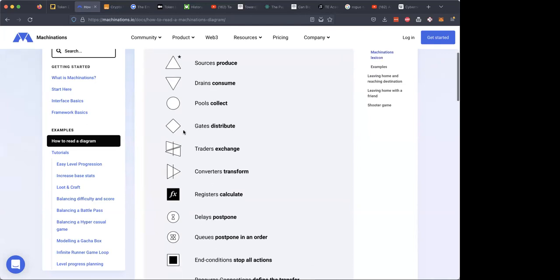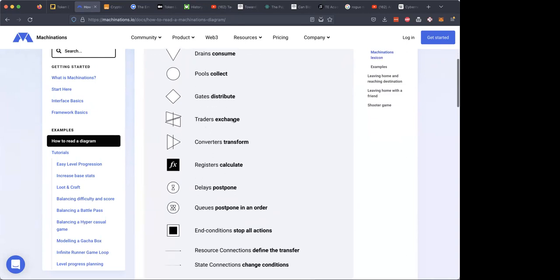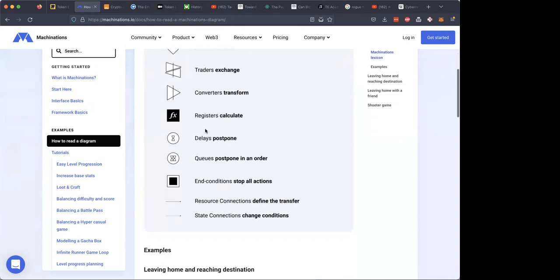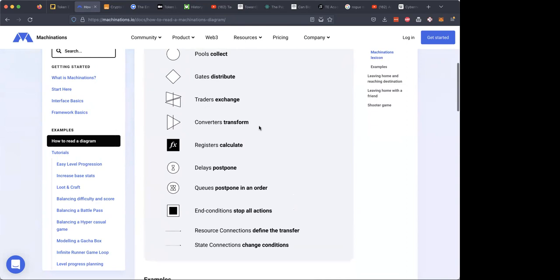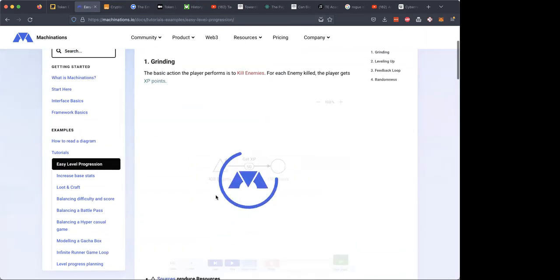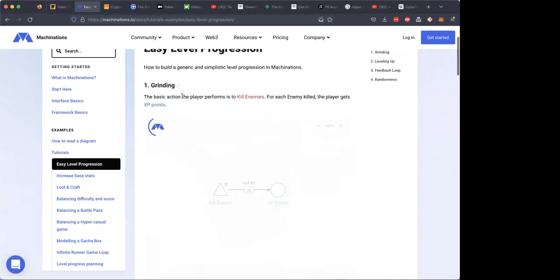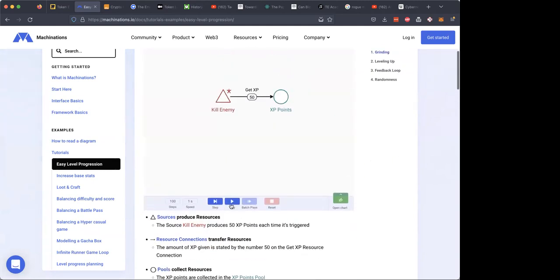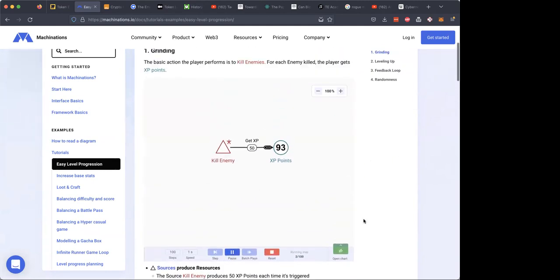Gates distribute, I'm not quite sure what that means. Traders exchange, I don't know what those are, but it's not really that complicated. Once you spend 5 hours, they said 5 hours is the time to learn the basics. You can learn it in 5 hours and have an understanding. And it's easy to learn. Look at it. The basic action the player performs is kill enemies, right? Okay, makes sense. Can I kill enemies? Why can I kill enemies? Oh, all right. I have best play.